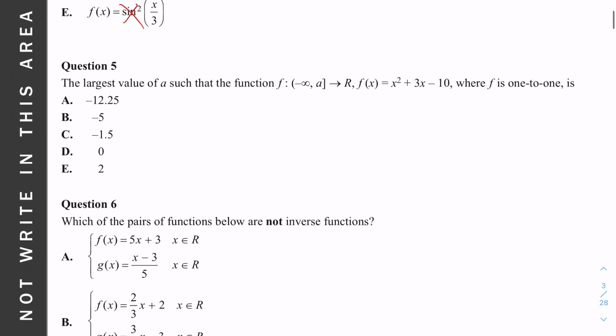The largest value of a such that the function from -infinity to a is one-to-one. So we want to stop at the turning point. So that's the maximum we can go to. In general form, the x coordinate of the turning point is -b over 2a. So that would be -3 over 2, and a is 1, so -1.5.